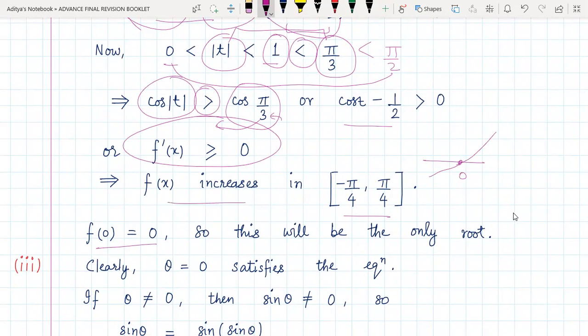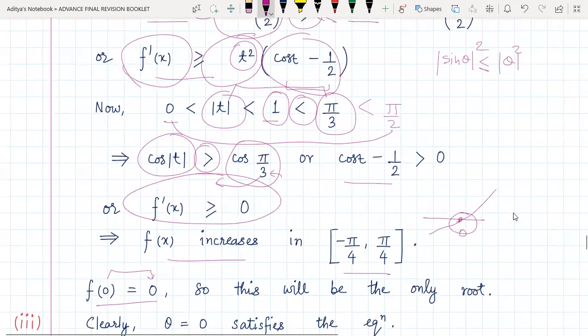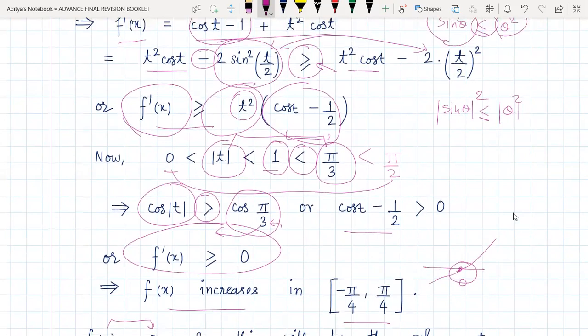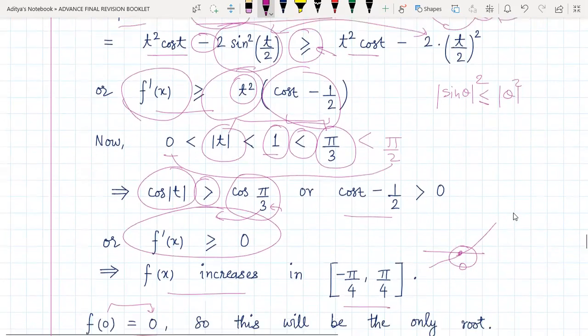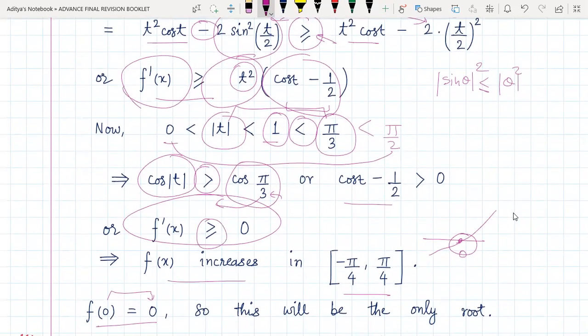And since it is a 1-1 function, what can we say? We can say that every value it can only attain once. So if at 0 it attains 0, there will be no other value at which it attains the same value. And the only reason why we are saying that f prime is greater than or equal to 0 is that we can say that f prime 0 will come out to be 0.